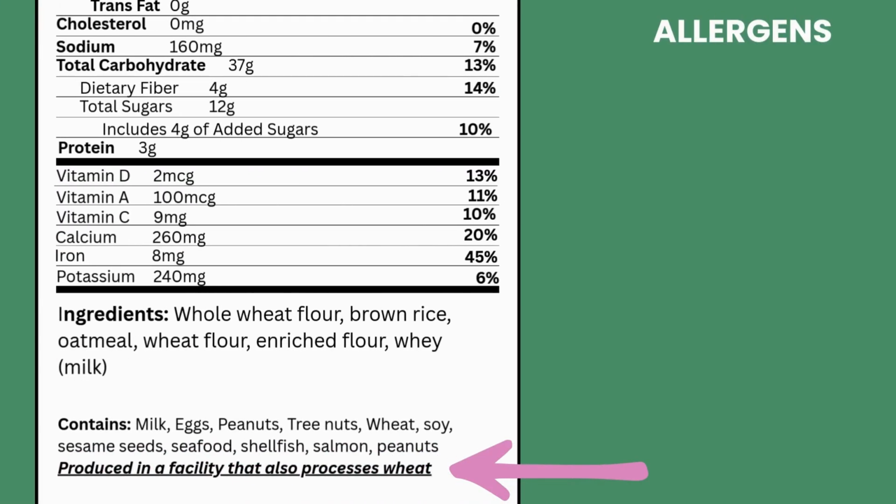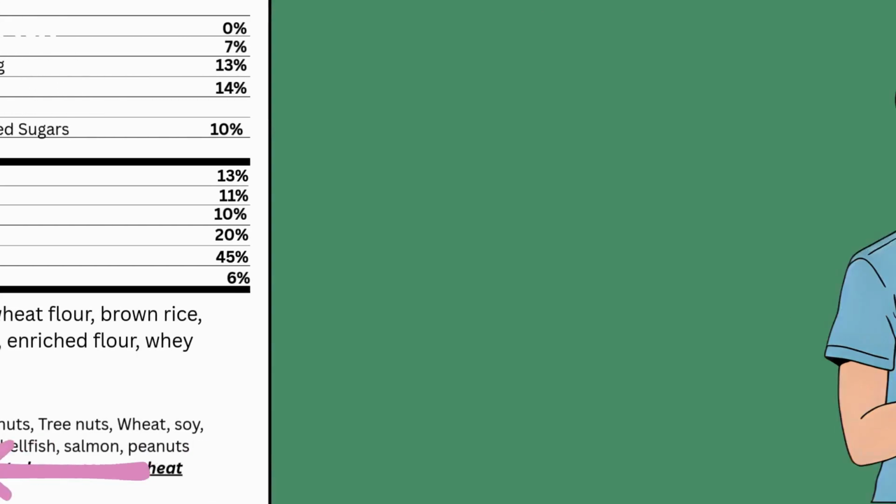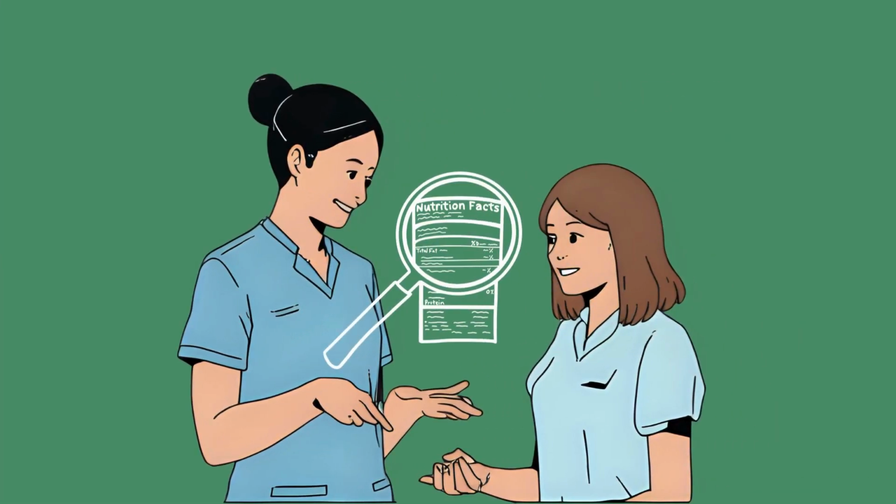It's important to note that manufacturers sometimes include voluntary advisory statements like may contain or produced in a facility that also processes. This indicates a risk of cross-contact but is not regulated by law. People with allergies should take these warnings seriously when deciding what to eat. Because ingredients and recipes can change, always read the label each time you purchase a product to make sure it's still safe. When guiding patients or assessing dietary needs, careful attention to both ingredient lists and allergen warnings is a critical part of food safety and allergy management.